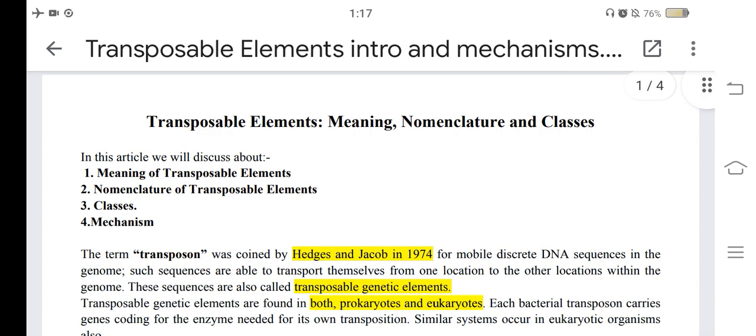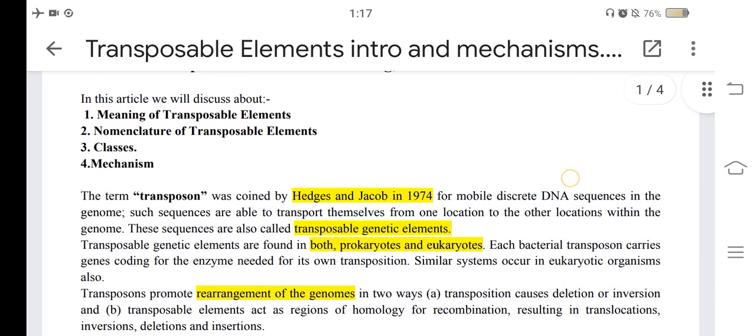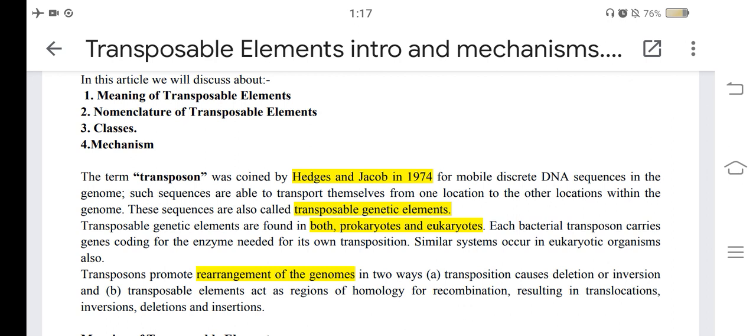Another explanation: transposable elements, meaning, nomenclature, and classes. In this article, we will discuss the meaning of transposable elements, nomenclature of transposable elements, classes, and mechanism. The term transposon was coined by Hedges and Jacob in 1974 for mobile discrete DNA sequences in the genome. Such sequences are able to transport themselves from one location to another within the genome. These sequences are also called transposable genetic elements.